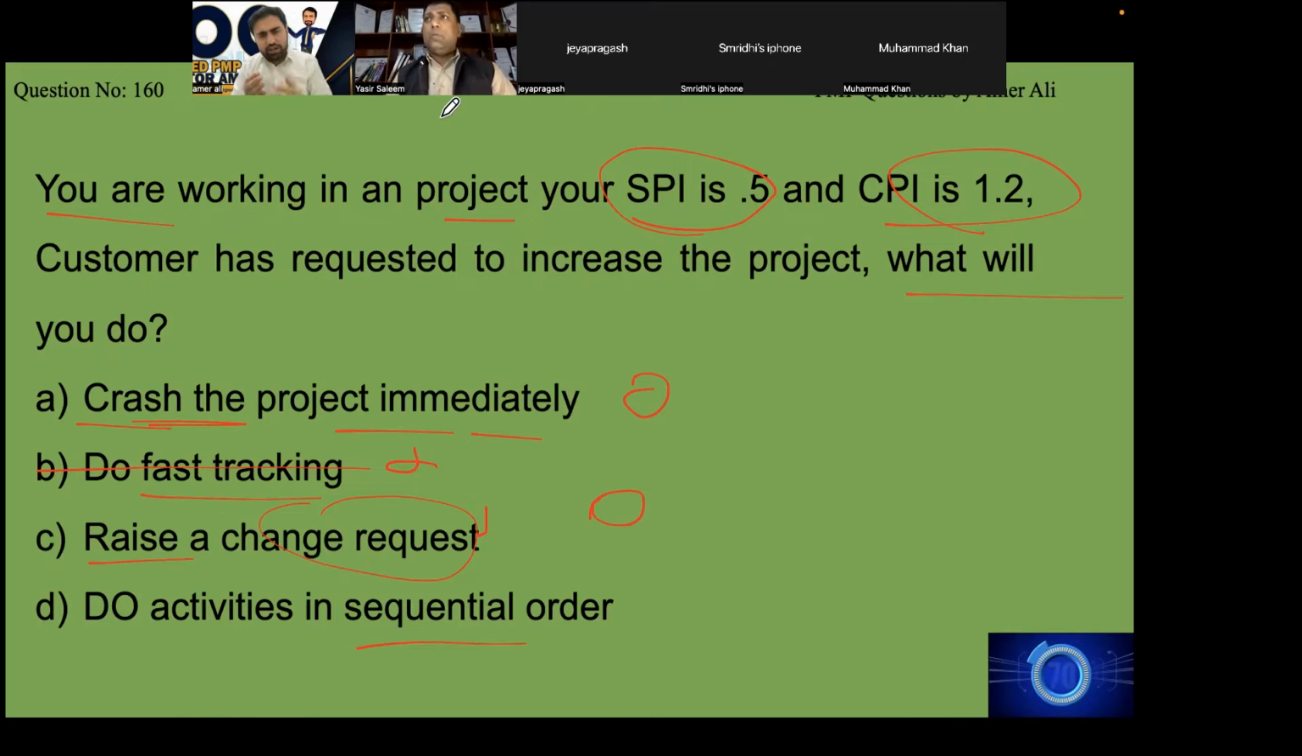My project is already behind the schedule. Doing in sequence will take more time. I'm already behind, so I will eliminate them. Now I am left with two options, A and C. Let's see which one is the better answer.